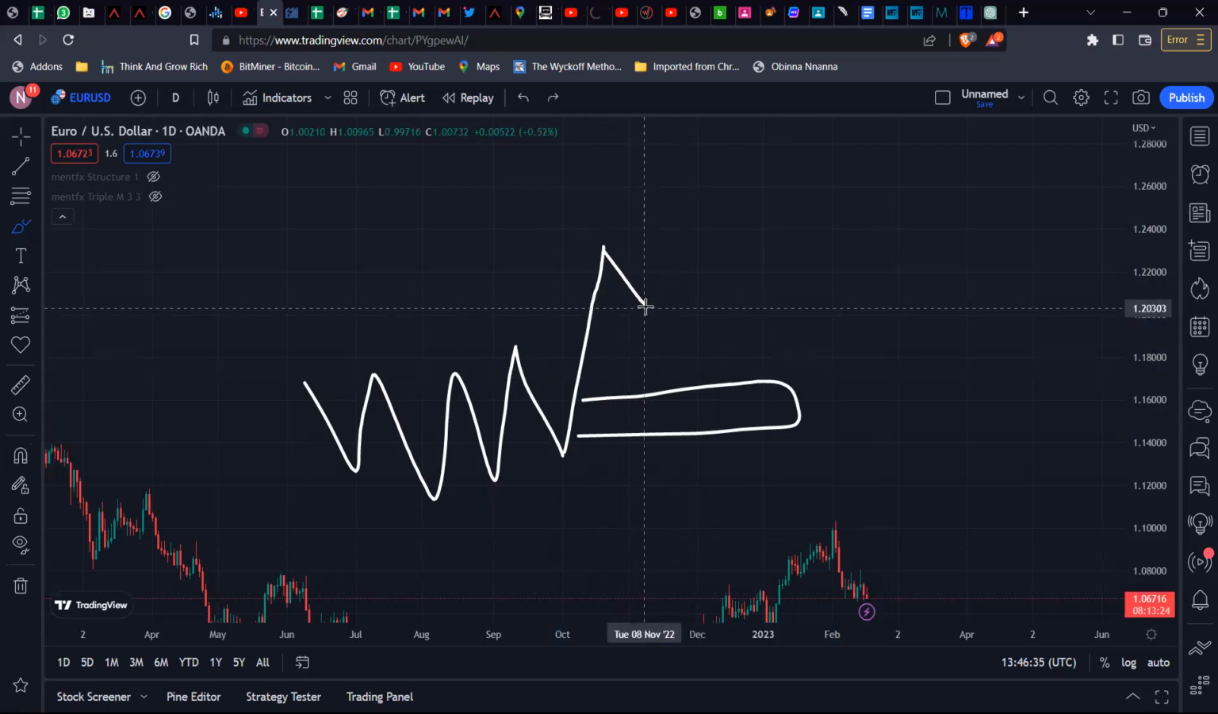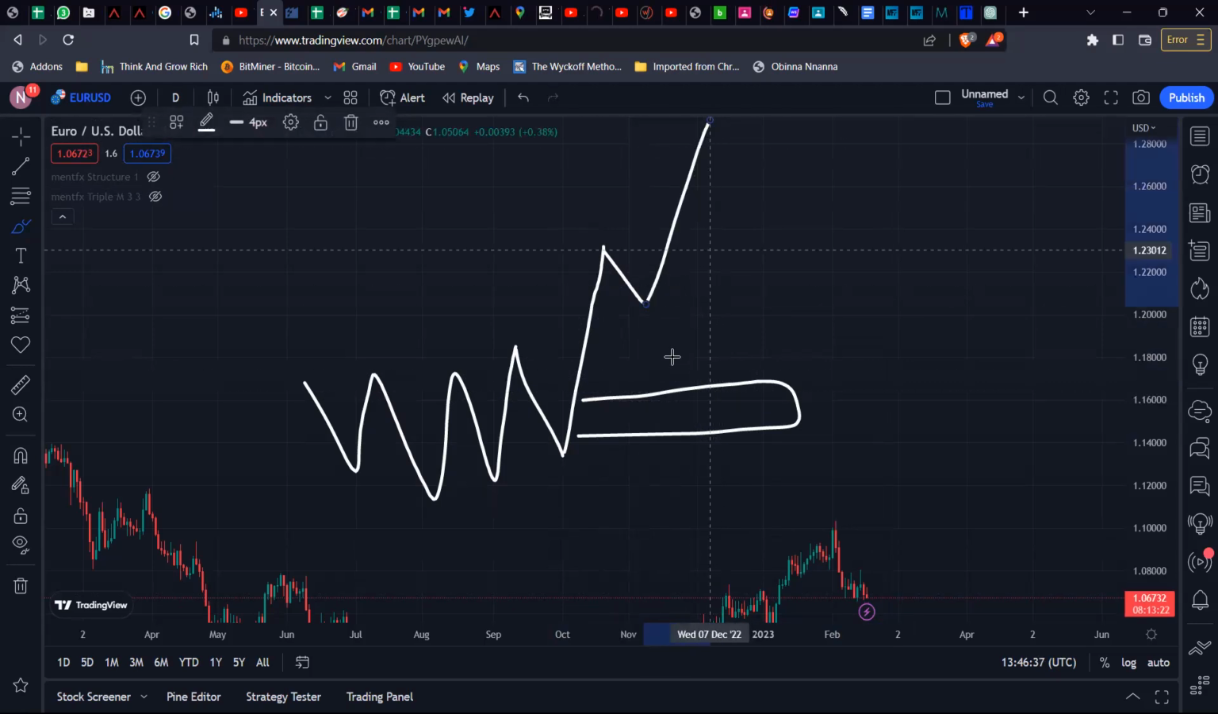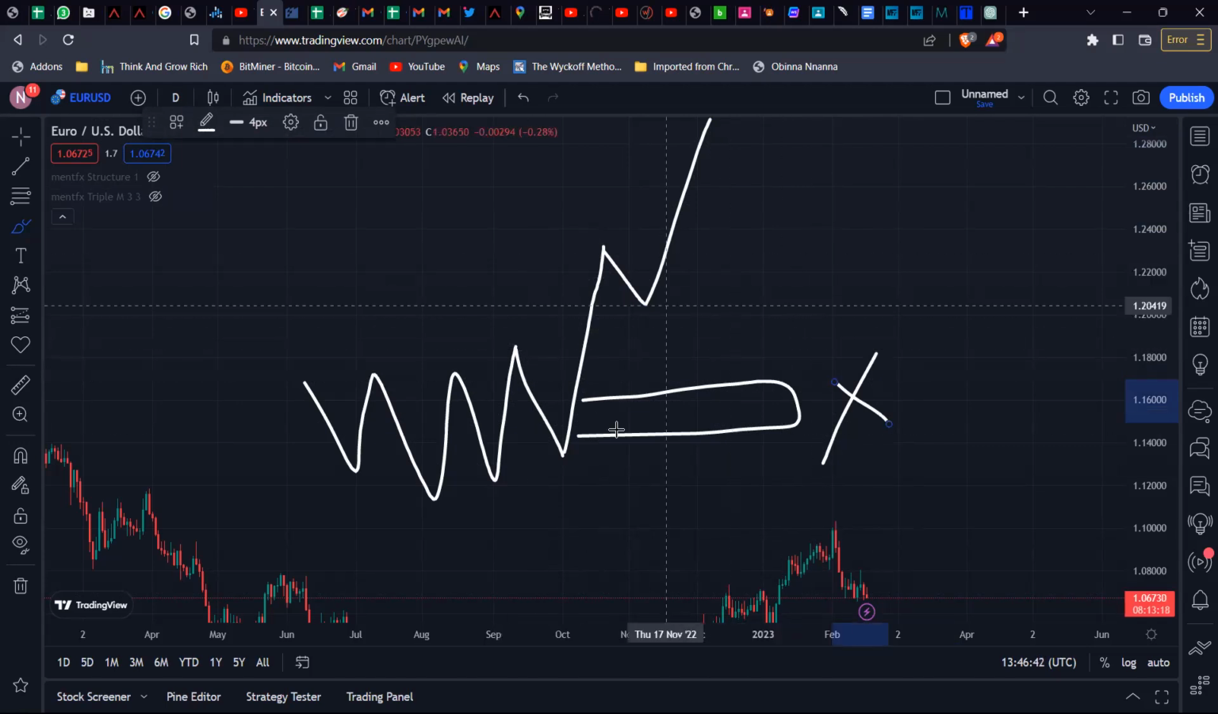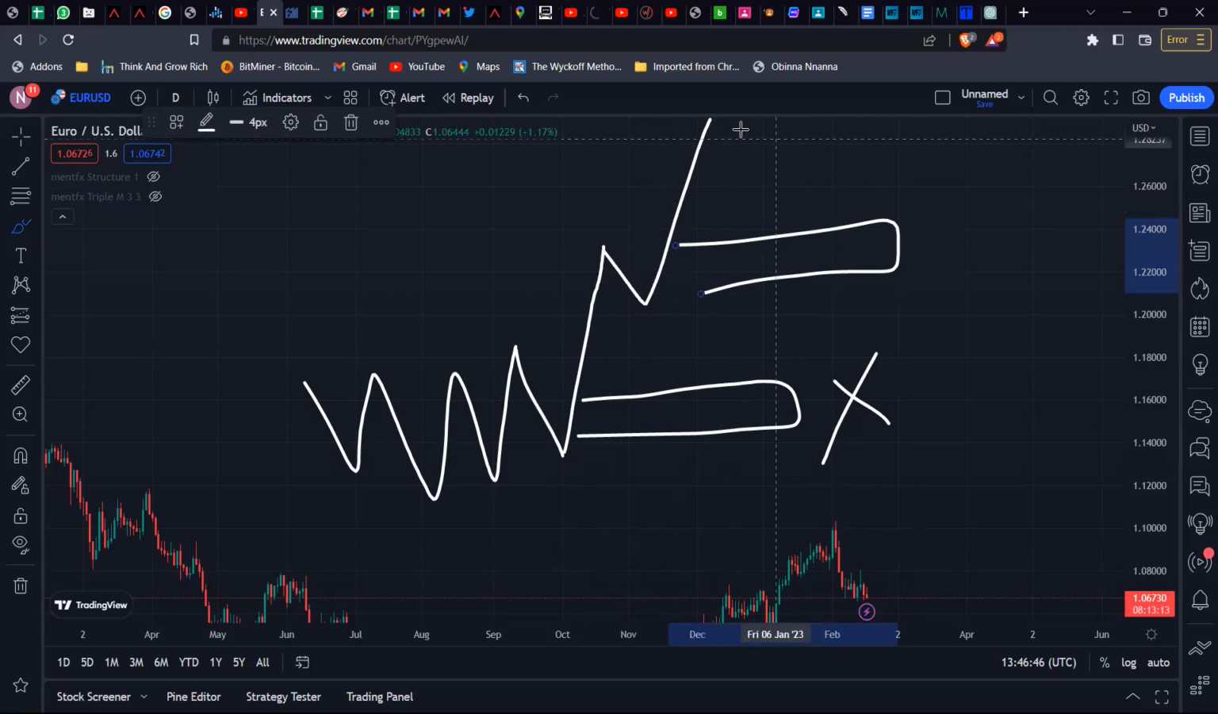Other times it might just make shallow retracements before going up. Now, if this happens, this order block here is no longer valid, at least in the context of this market. You start looking to see if there's an order block you can find here, and maybe price comes back down here, and then you try and trade that.